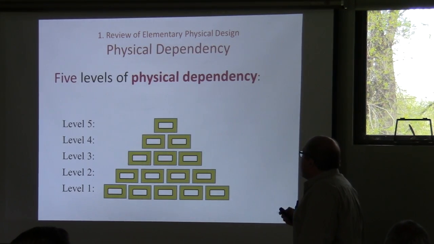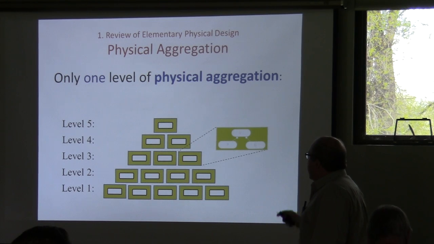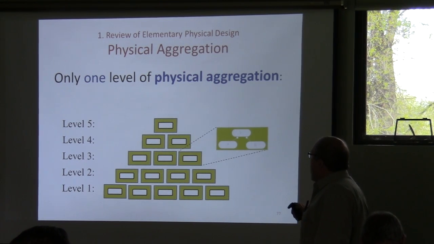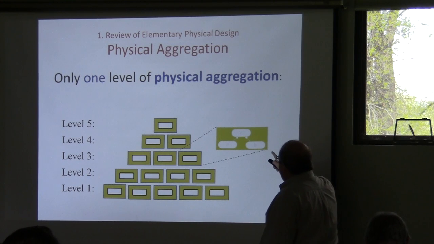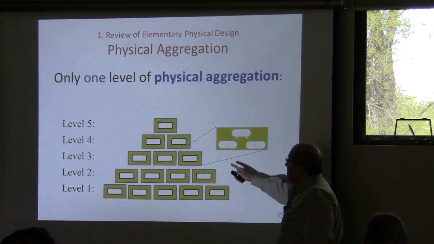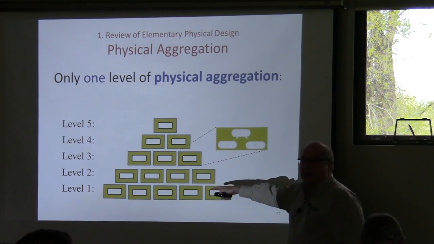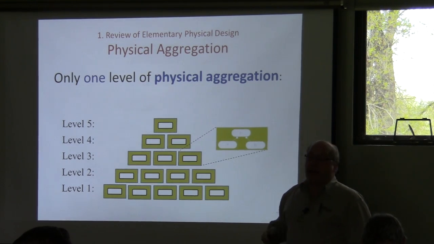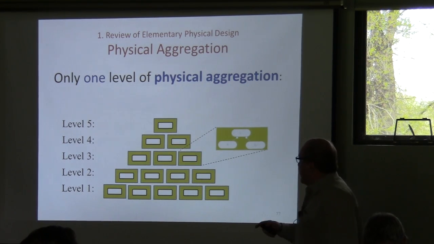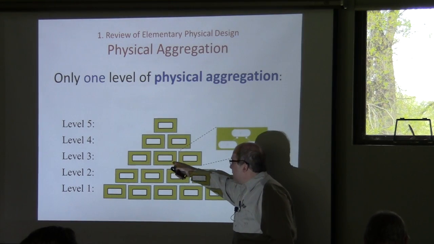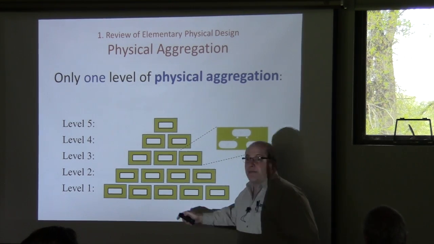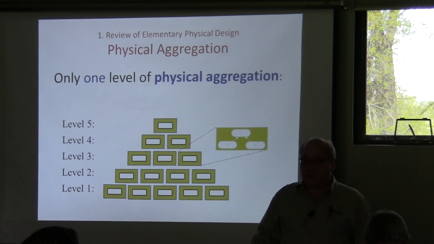Okay. So five levels of physical dependency. As we talked about before, this is one level of physical aggregation. The thing at the top is allowed to depend on anything below it. The things on the bottom aren't allowed to depend on anything. In between, this component can depend on this and this and this directly if it wants to. We don't have strict layers.